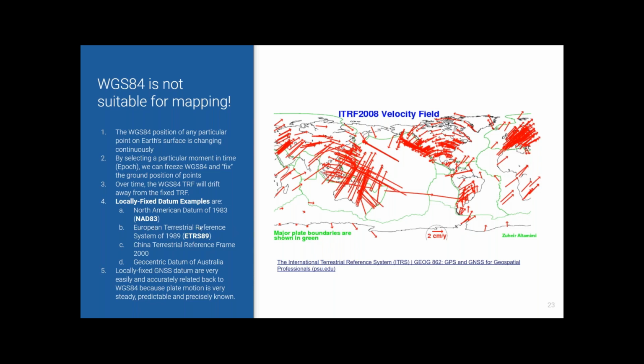In Europe, the European Terrestrial Reference System of 1989 is locked to the Eurasian plate. So that's the system that you want to use when you're in Europe. And there are others like this. The China Terrestrial Reference Frame of 2000 is locked to mainland China. There's a new geodetic datum of Australia that's just been published, I think in 2020. It's locked to the Australian continent. So these locally fixed datums are very easily and accurately related back to WGS84 because we can measure the plate motions. So we know that slowly over time they're drifting away from WGS84, and we have formulas that can get us back and forth between them.